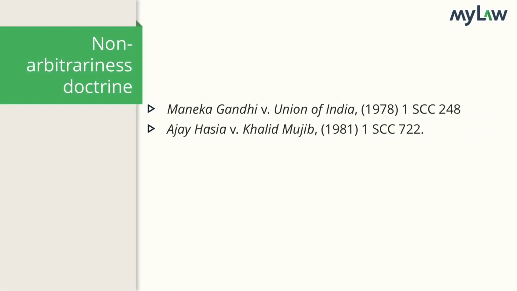He affirmed this view in Maneka Gandhi v. Union of India and in Ajay Hasia v. Khalid Mujib. Apart from the observations made in E.P. Rayappa, the Supreme Court has not really explained arbitrariness. A standard dictionary describes arbitrary as action based on random choice or personal whim rather than any reason or system.